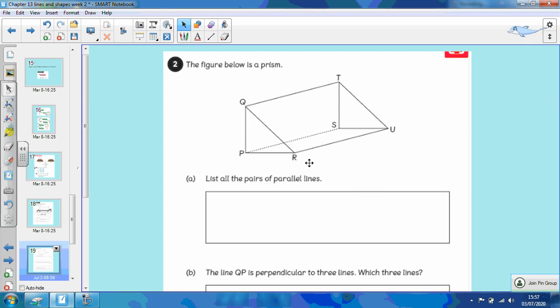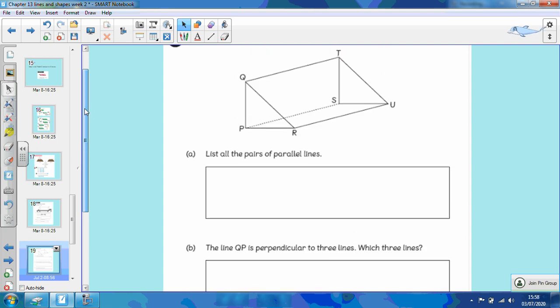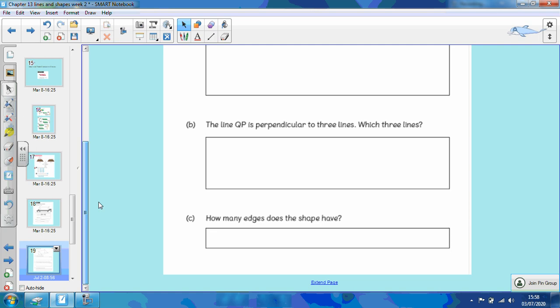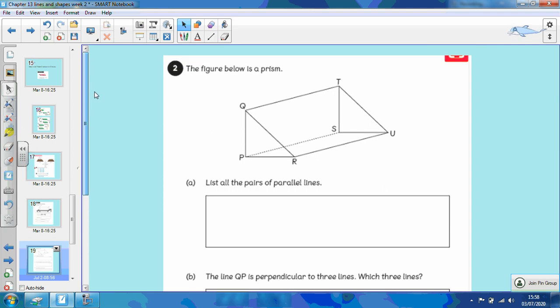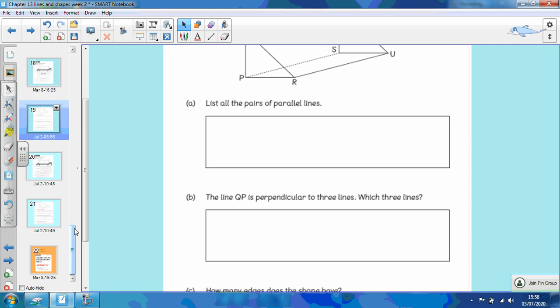List all the pairs of parallel lines, and then the line QP is perpendicular to 3 lines. Which ones? That'll be an interesting one to go through afterwards and see how many edges does the shape have. That'll be a nice easy one for you. One of them, I'll give you a clue. One of those edges is a dotted line. Okay, good luck. Come back to me when you finish and we'll go through the answers.